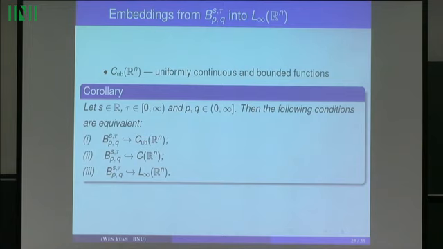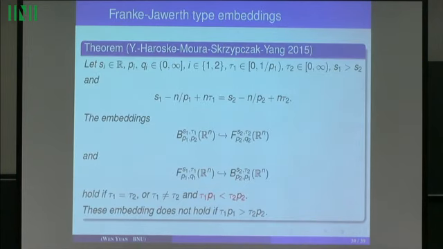If we want to consider Franke-Jawerth-type embedding, this means from a Besov-tau space to a Triebel-Lizorkin-tau space, or conversely from a Triebel-Lizorkin-tau space to a Besov-tau space, we also have a nearly sharp condition. Of course, in this case we only need to consider the limiting case, where s1 plus n over p1 minus n over p1 plus n tau1 is a constant. The embeddings hold if tau1 and tau2 are equal, or if they are not equal, we need tau1 times p1 strictly less than tau2 times p2.